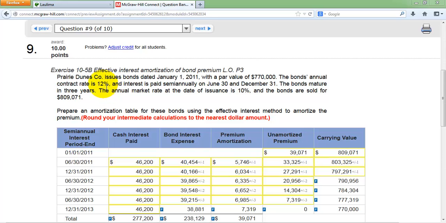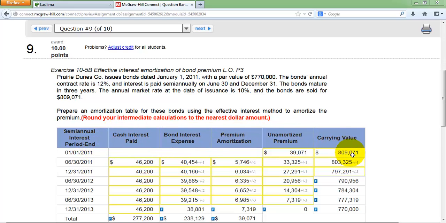So that means every 6 months we're going to pay 6% of this $770,000. That's going to be paid on June 30th and December 31st. And the bonds are going to last 3 years, matures in 3 years. But everybody else is paying a lower interest rate of 10%. So when we sell our bonds, we can get more than the par value. Here it says that we sold it for $809,071. And the instructions for our homework is to fill out this table.